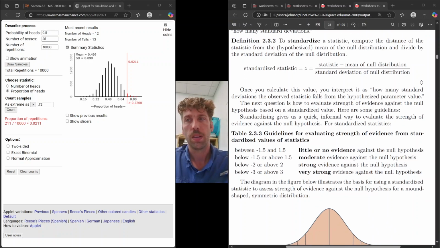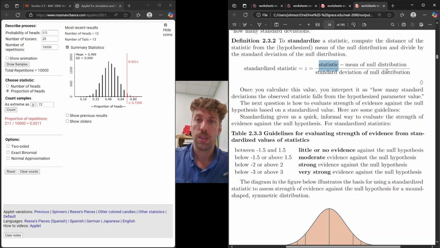The definition of standardized statistic: we always use the letter Z for a standardized statistic. This is something we do in stats. We reserve different letters for particular things. Z is a standardized statistic, whenever you have a statistic, which remember is a number that summarizes our sample. You take it, subtract the mean of the null distribution, and divide by the standard deviation of the null distribution.